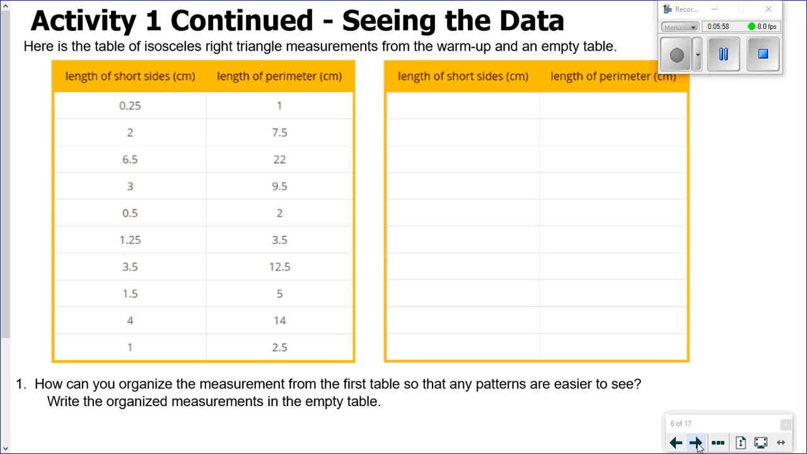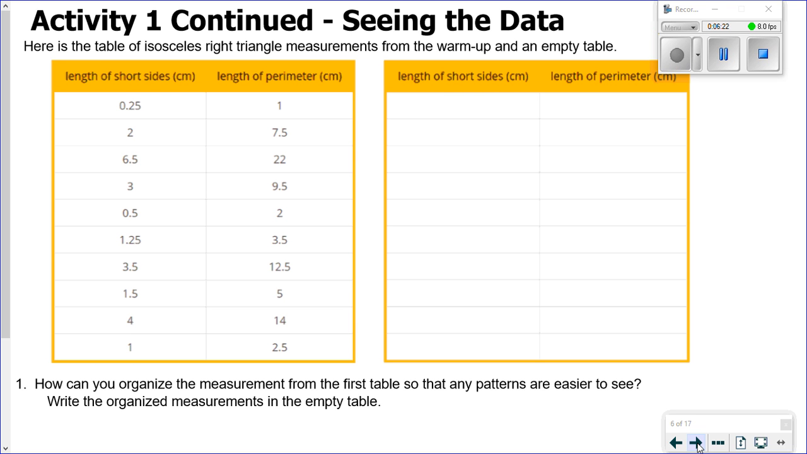This is the same data from the warm-up, so we're going to go ahead and utilize this data to answer the next set of questions at the bottom of page 3, which continue on to the top of page 4. So at this time, go ahead and pause and answer these questions, questions 1 and 2, to the best of your ability, and then you can go ahead and check your work with mine.